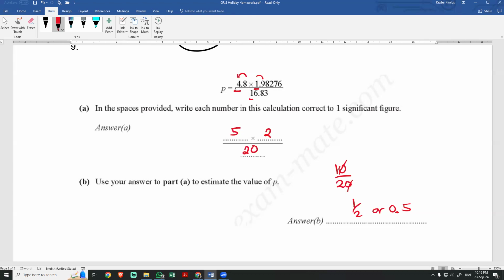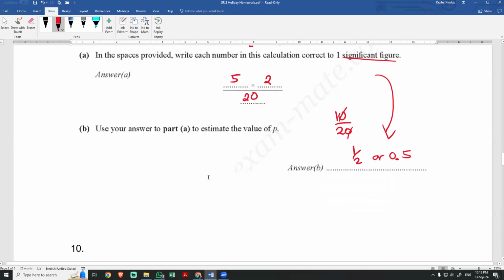It didn't specify what form it should be in. Is it significant? I think they did mention significant here. So you better keep the answer as the decimal 0.5. That will be your possible good answer there.